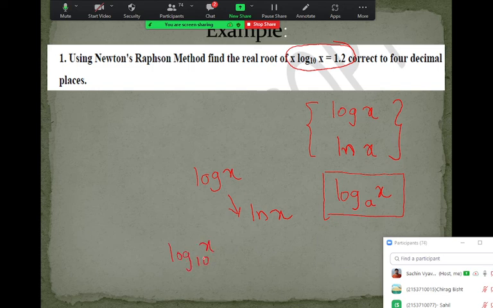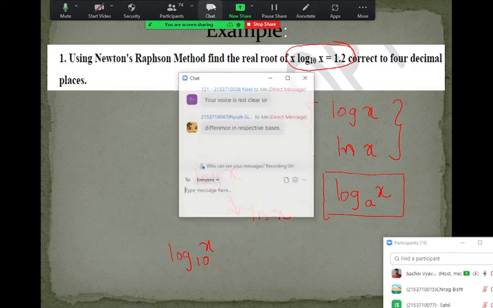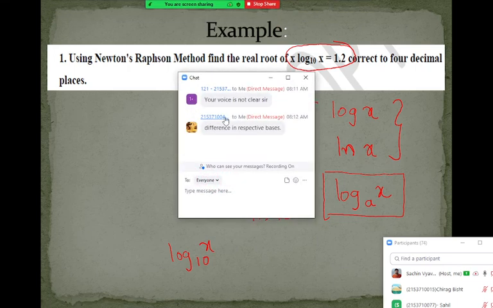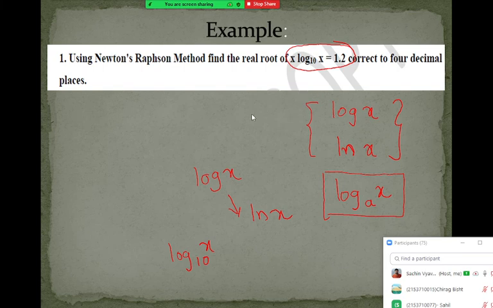So this is the first important thing you should know. Someone is on the chat. Is my voice clear? No, sir, it's clear. Okay, so Neil, you have some problem then. Yes, differences in respective bases, correct. So that is the first thing that you should know, the notations.